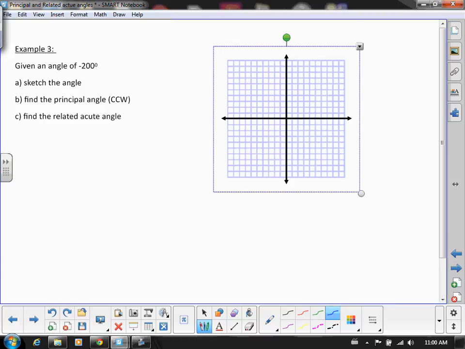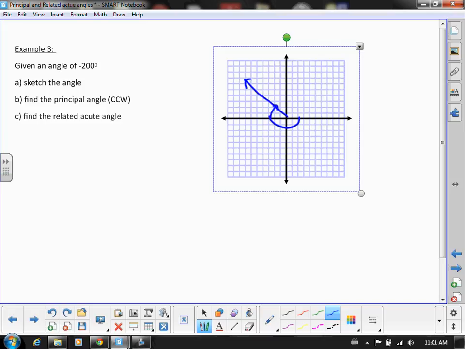So this one is a bit different because of the negative angle, but we're still going to work the same way. So negative angle, we still start at the positive x-axis, but instead of going counterclockwise, we're going to go clockwise. So I'm at negative 90, negative 180. So I have to go a little bit extra to end up here.